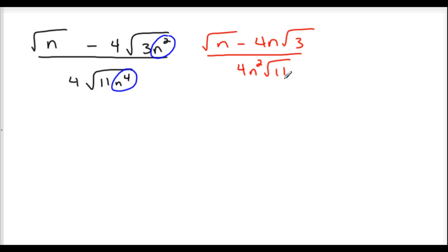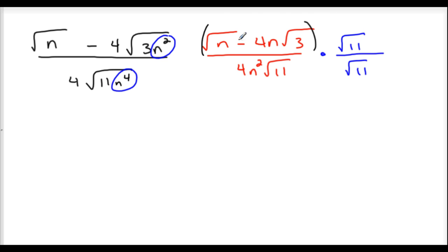My issue here is my radical 11 in my denominator. How do I get rid of that radical 11 in my denominator? Good. So I'm just going to multiply by radical 11. I don't care about the 4n squared. That's fine. So I'm going to just multiply by radical 11 over radical 11.